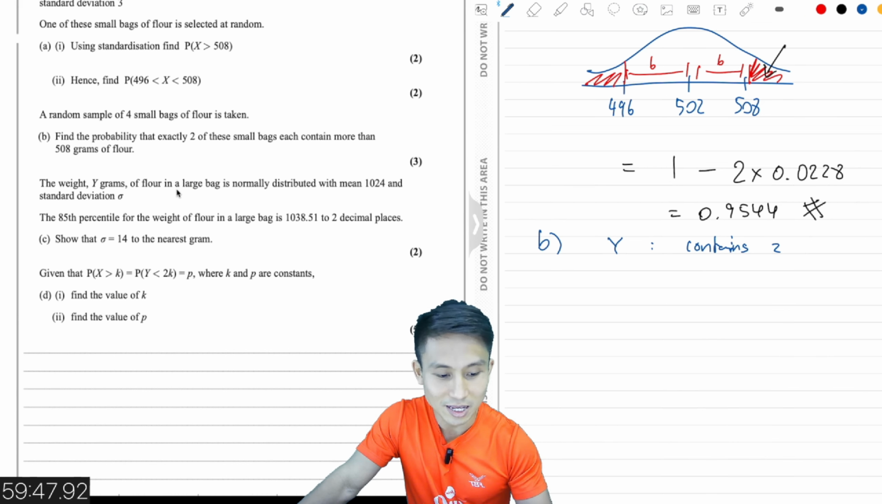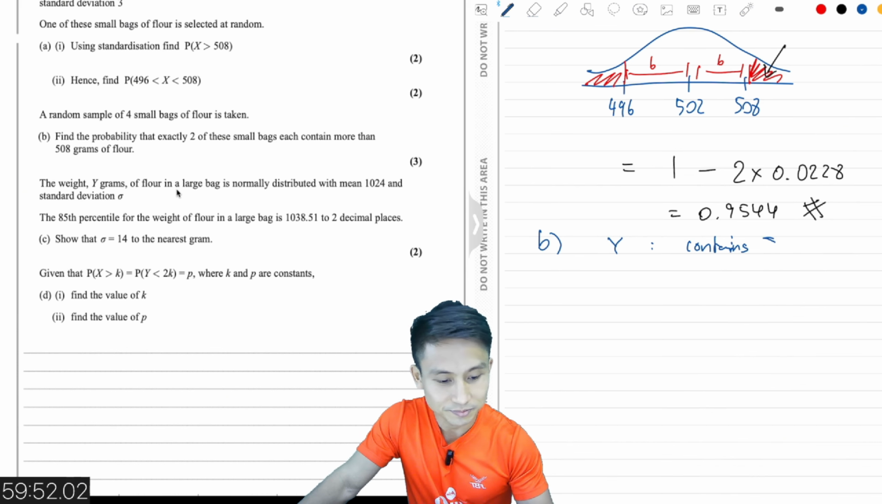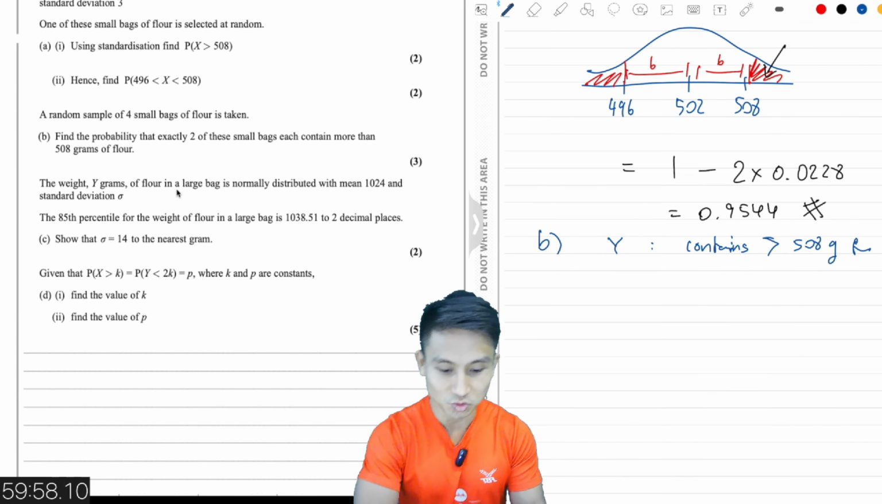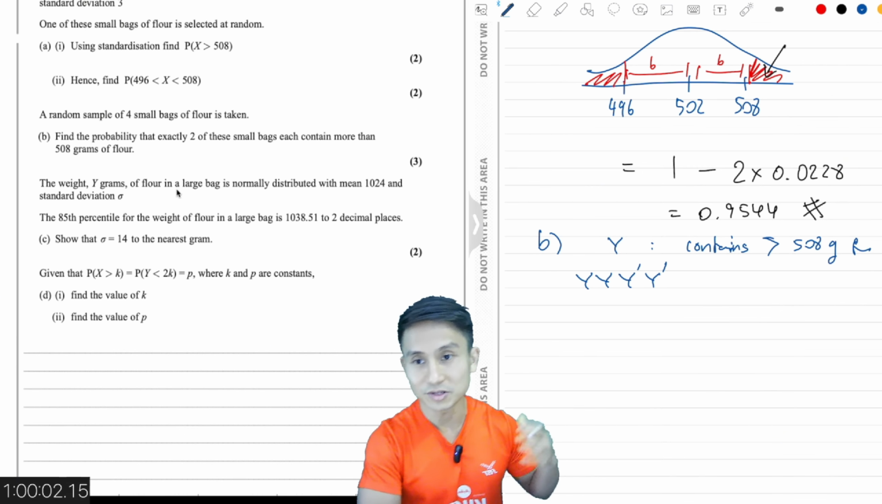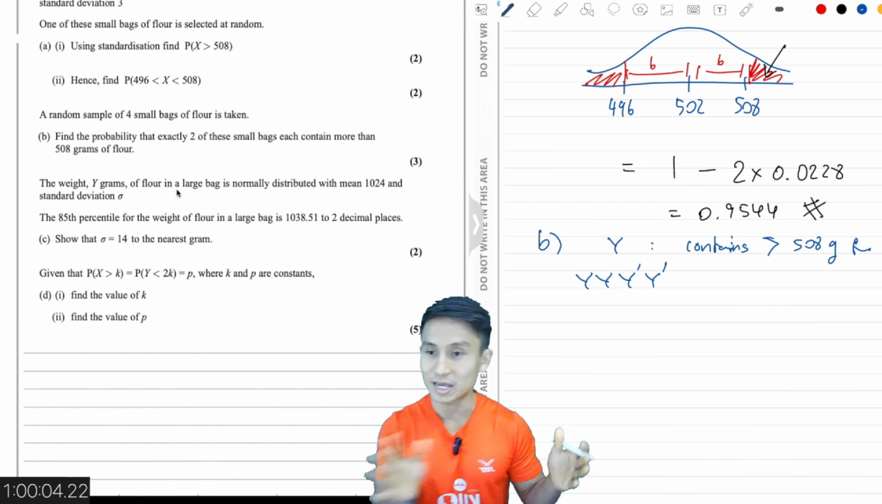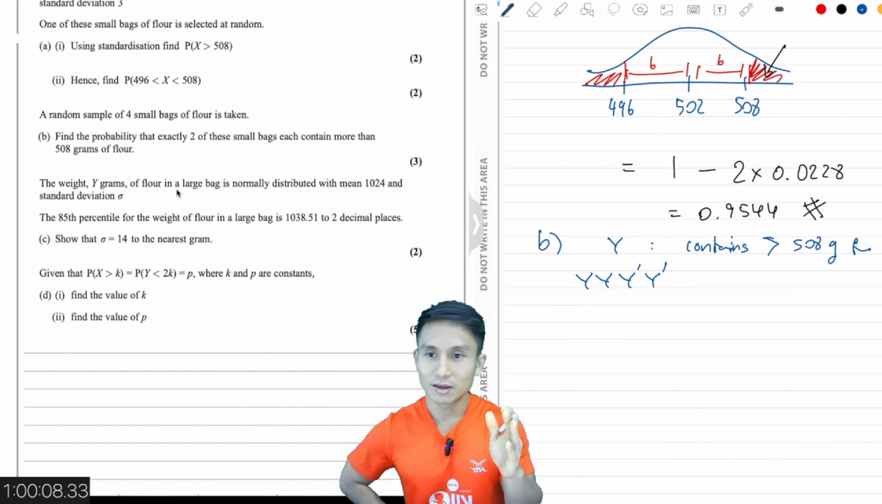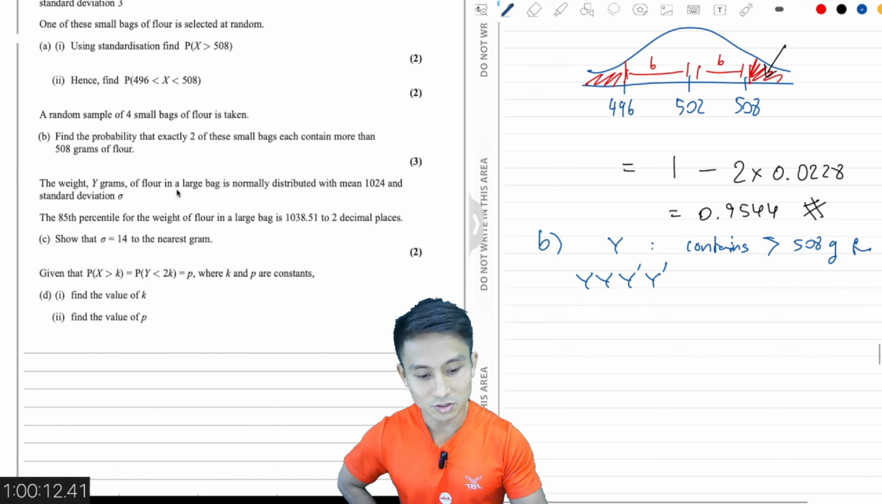Contains more than 508 grams of flour. So if we want exactly 2 bags, we can have y prime. So y prime means not containing more than 508 grams. And then you can have variation here. So the variation will just be C4, C2.